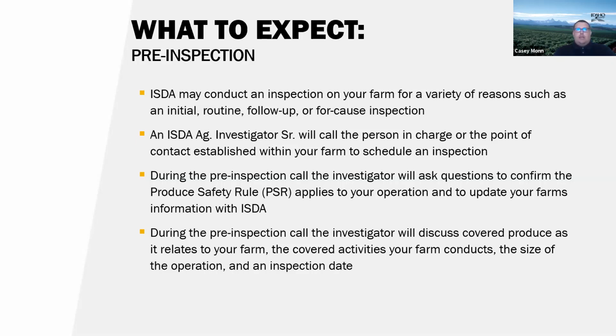We're going to want to make sure that you're still a covered farm, that you're still doing covered activities, that you have covered commodities, and see if anything drastic has changed with your farm since the last time we spoke with you. It also gives us a better understanding of what your calendar year is going to look like in terms of what you have planted and when you're going to be planting, so we can plan to be there during your harvest activities to conduct that inspection. So during the pre-inspection call, the investigator, again, will cover a series of questions with you to help line up that actual initial or routine inspection date.